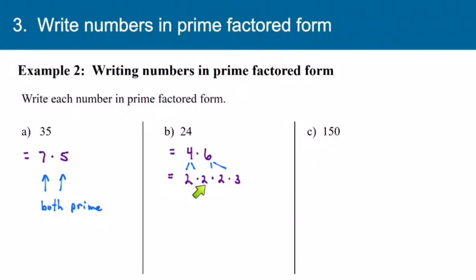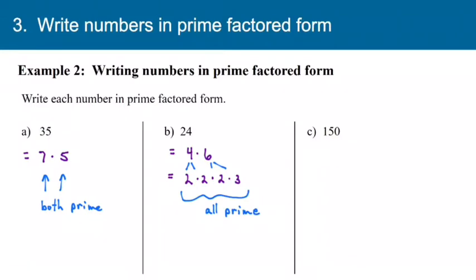And now 2 times 2 times 2 times 3 is the prime factoring for 24. Notice that all four of these numbers are prime. And notice that if you multiply them all together, you'll get 24. 2 times 2 is 4. 4 times 2 is 8. 8 times 3 is 24.